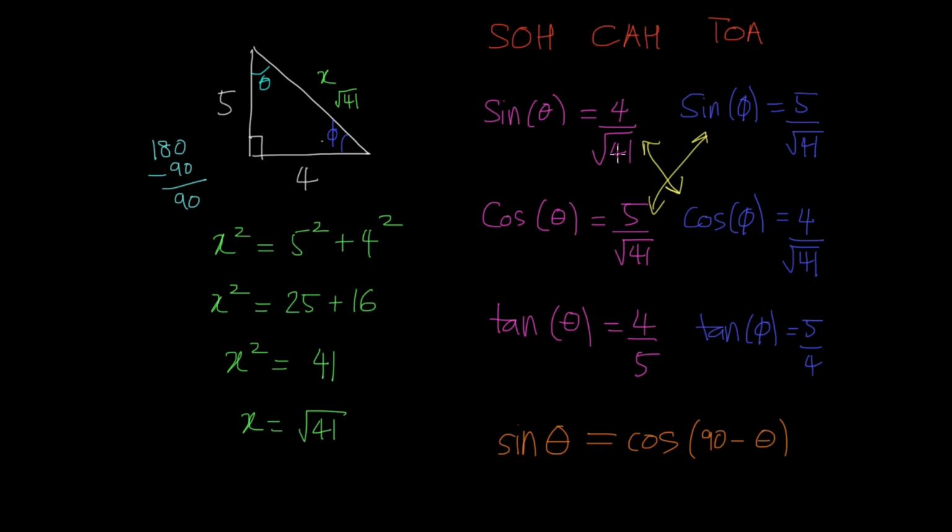Okay, so just like how the sine of this theta equals the cosine of the complementary angle, we say that the sine of theta equals the cosine of 90 minus theta. And this is also true for cosine. So the cosine of theta equals sine of 90 minus theta, right? The cosine of this theta, 5 over root 41, equals the sine of the complementary angle, which is the sine of phi, and here they are the same. Okay, so this is an important concept that we can grab from this.